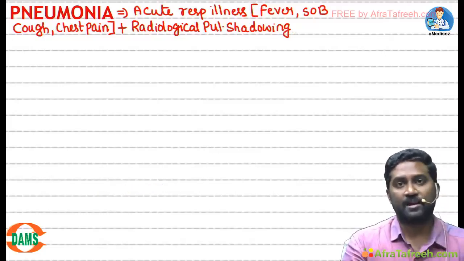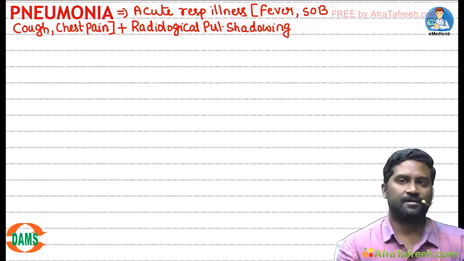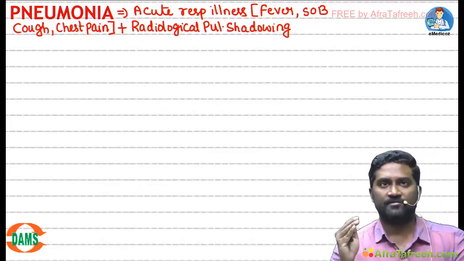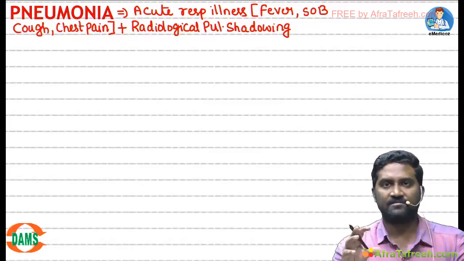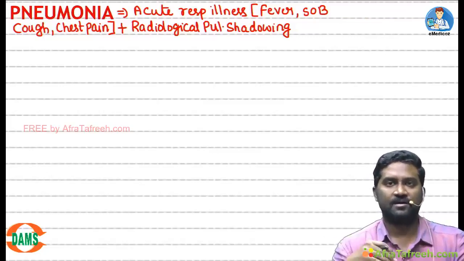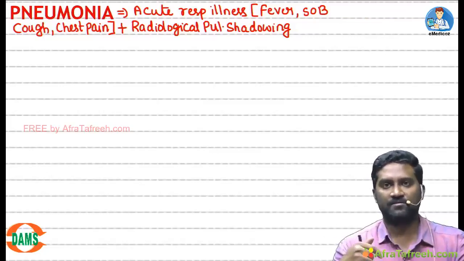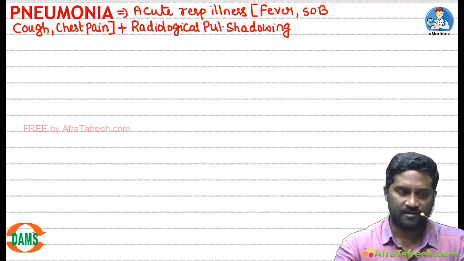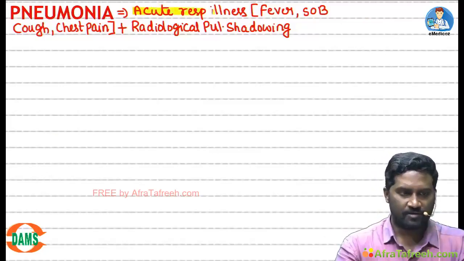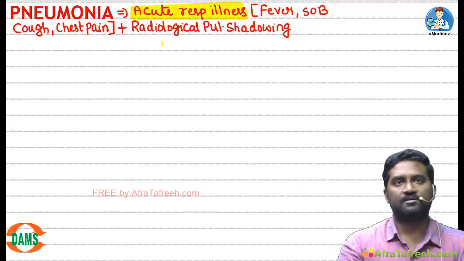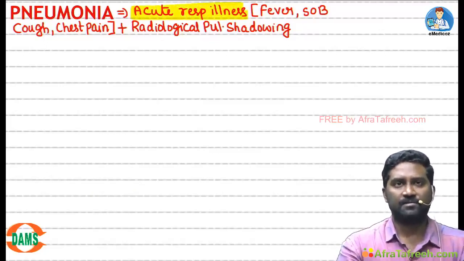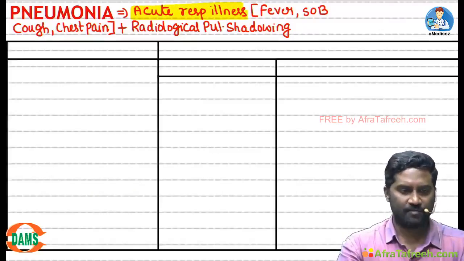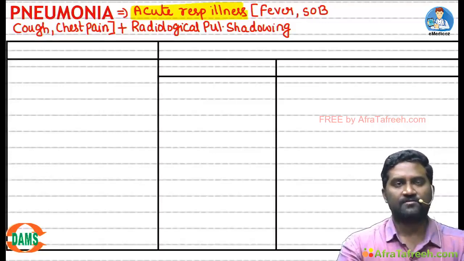Write down the classification of pneumonia. There are many classifications. First we will discuss classification based on site of occurrence. Pneumonia is an acute respiratory illness. Patient will have fever, shortness of breath, cough, combination of these symptoms, chest pain with radiological pulmonary shadowing. So write down the classification.